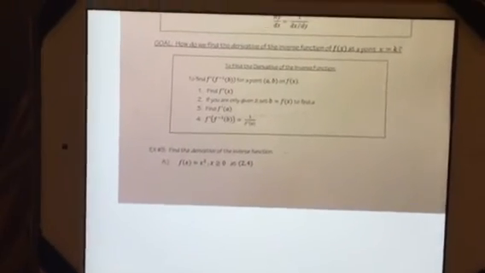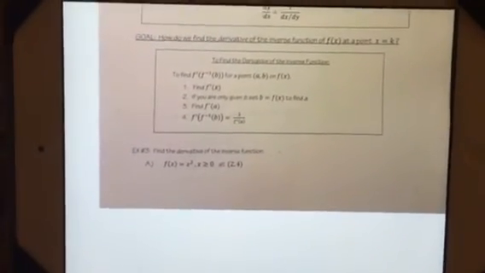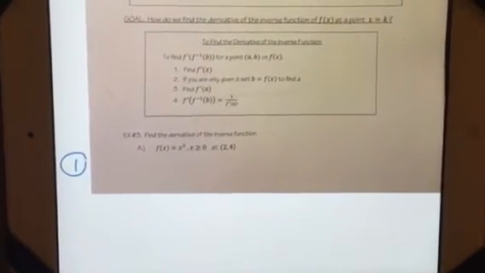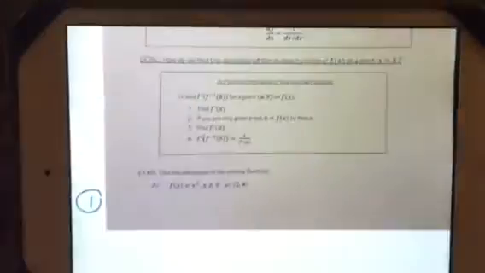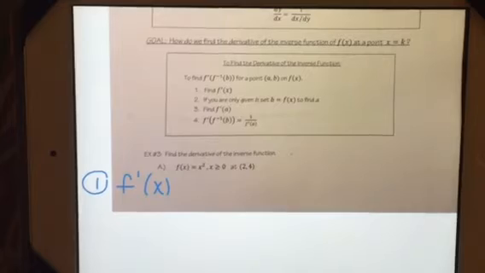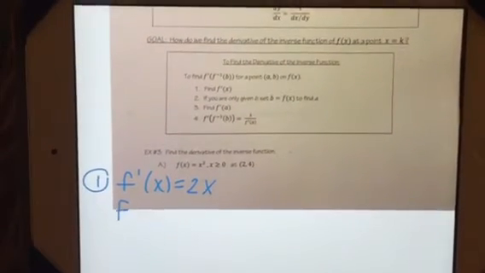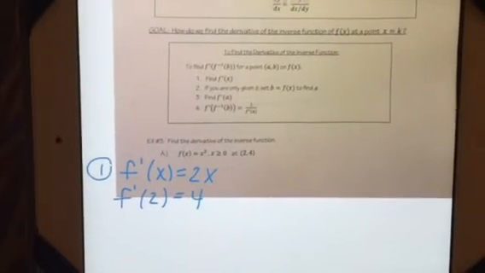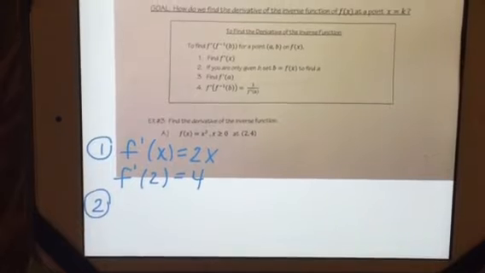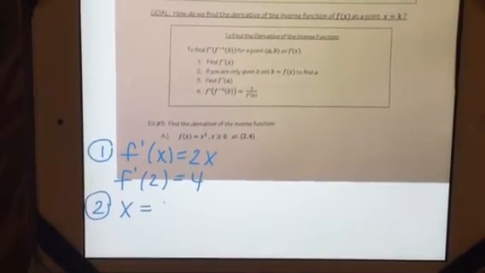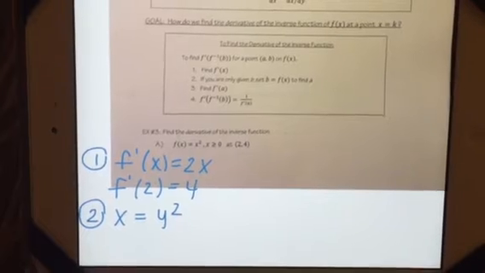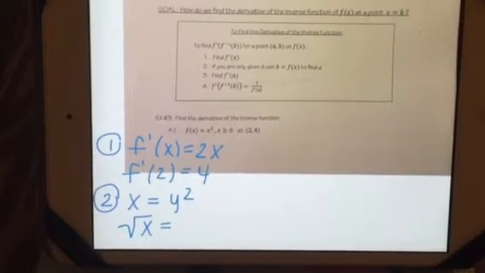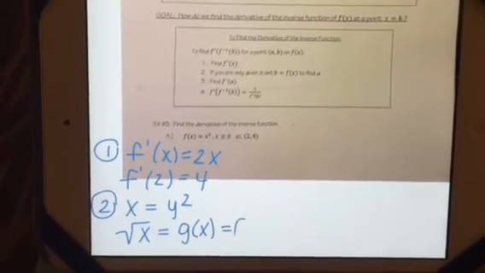Well, it's easier if I explain it through an example than to go through that box that we have there. So the first thing I would suggest is to find the derivative of this function at the given point. So the derivative of this function is 2x. At the value of 2, our derivative is 4. Well, now find the inverse of the function. So we have x is equal to y squared. Our domain's already restricted. That would give us the square root of x is equal to g of x, which we're calling our inverse.